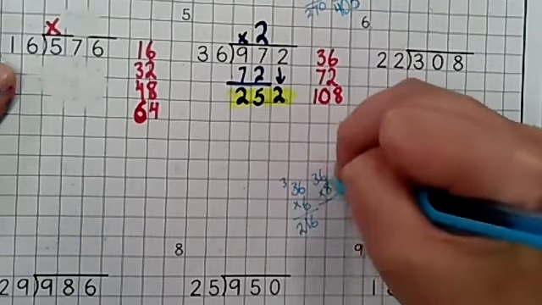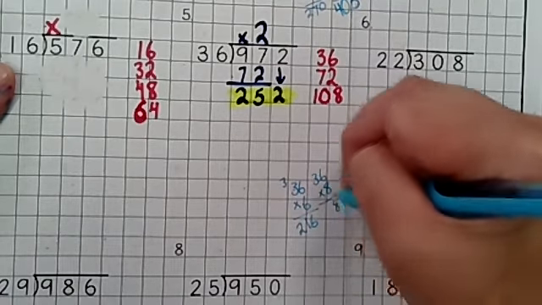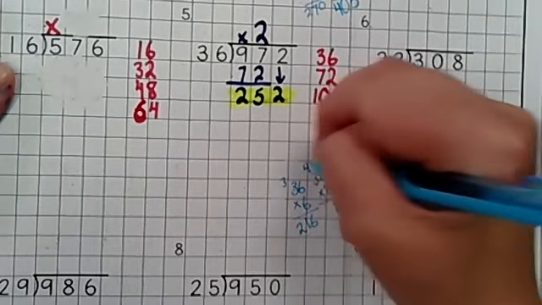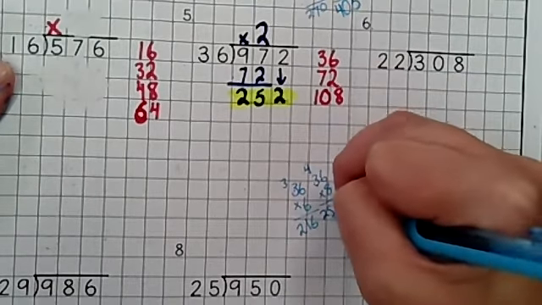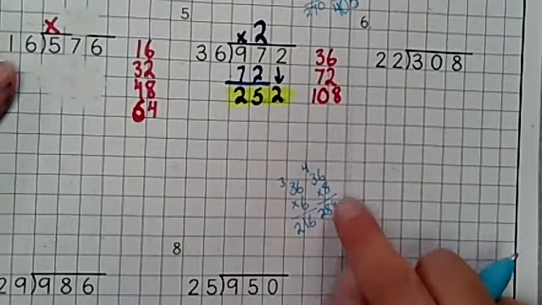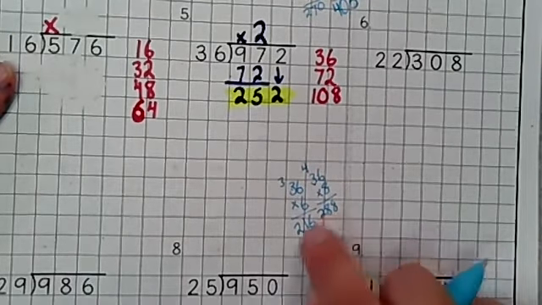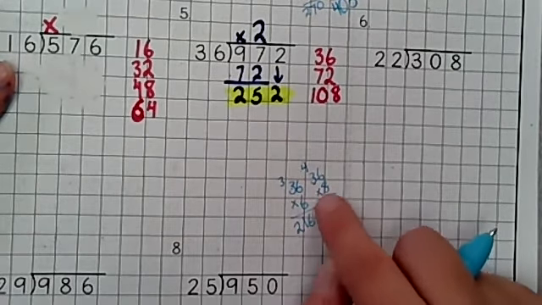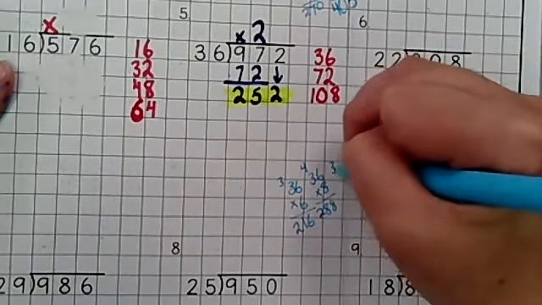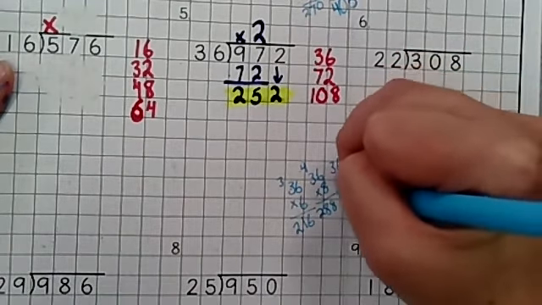All right, 8. 6 times 8 is 48. Leave the 8. Carry the 4. 3 times 8 is 24, 28. That one went to 288. That's too big. So times 6 was too little, times 8 was too big. So what do you want to do? 7. Do times 7.